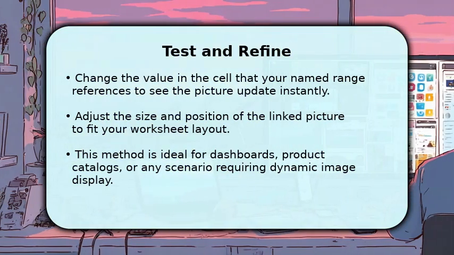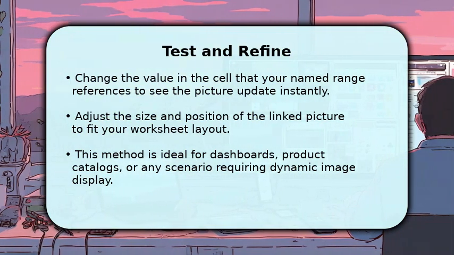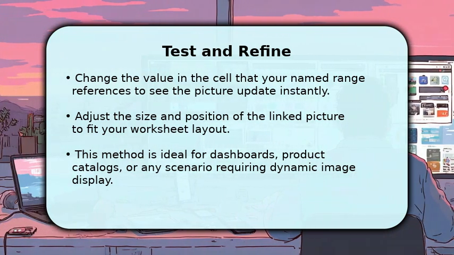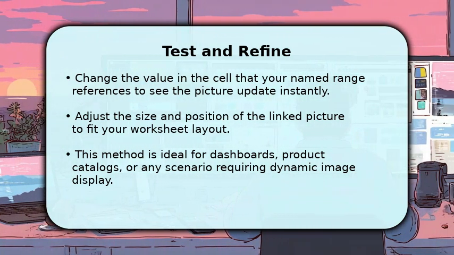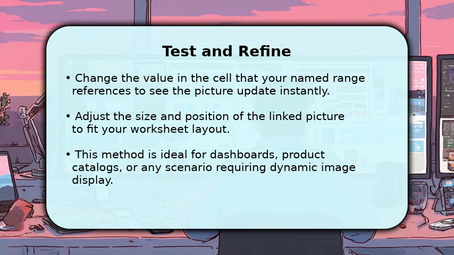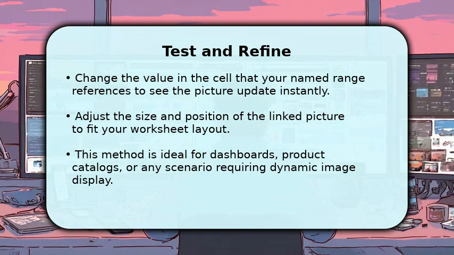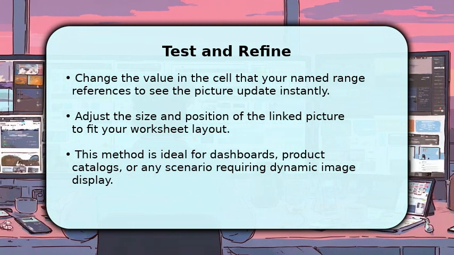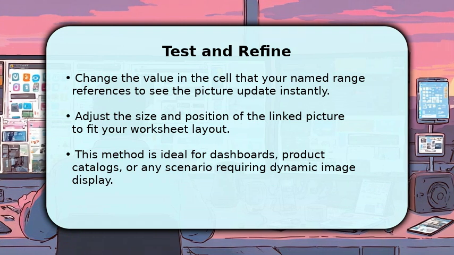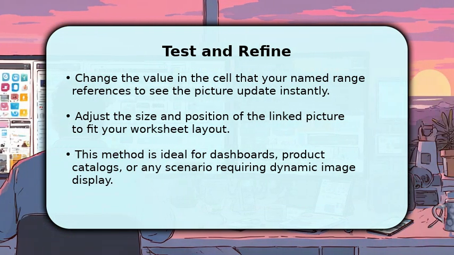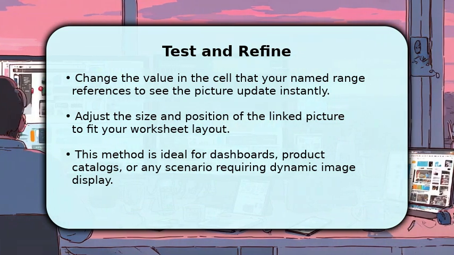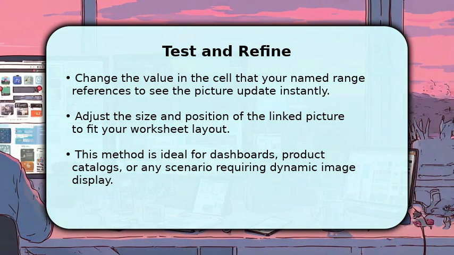Finally, it's time to test and refine your dynamic picture link. Change the value in the cell that your named range refers to, and you'll see the picture instantly update to reflect the new selection. You can resize and reposition this linked picture just like any other image. This powerful technique is incredibly useful for creating interactive dashboards or dynamic reports, allowing for a highly visual and responsive Excel experience.